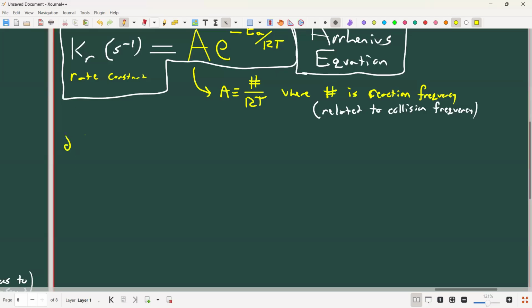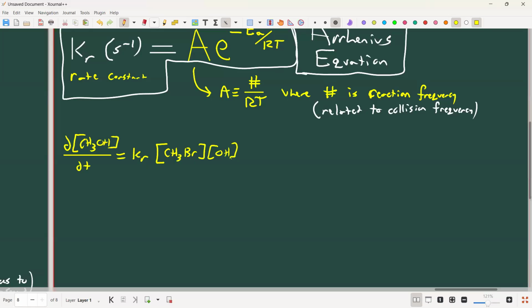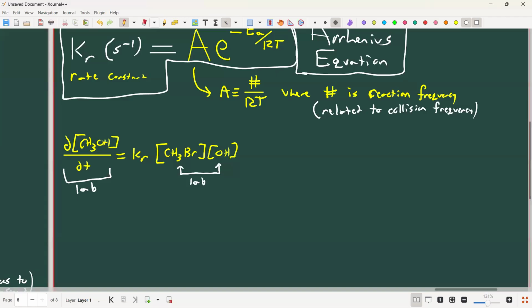All right, recall that we can measure the formation of methanol with respect to time is equal to Kr times the concentrations of your reactants. Okay, these are all things that we can measure in lab. Right, so we've got these in lab. And this is something we can measure in lab as well. Right. And so what we want to do is determine Kr. Right? So we can get a value of Kr from experiment, right? This just comes from our results.